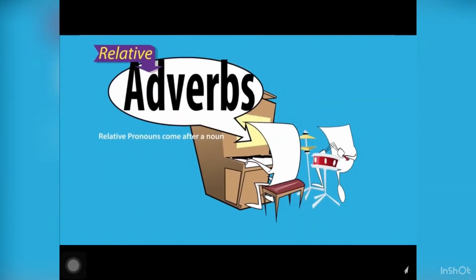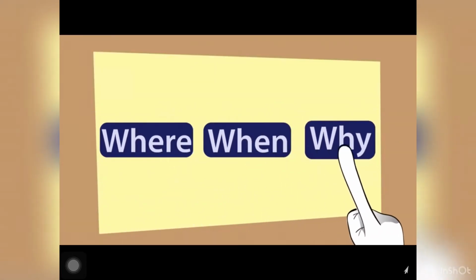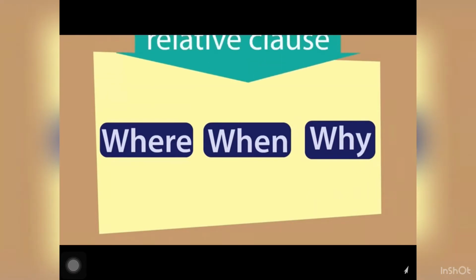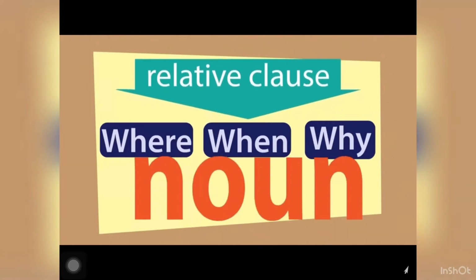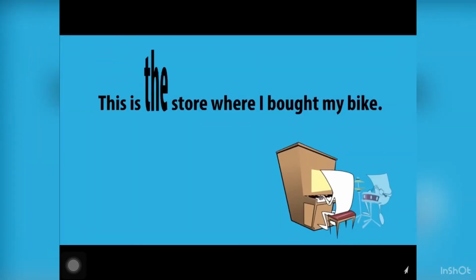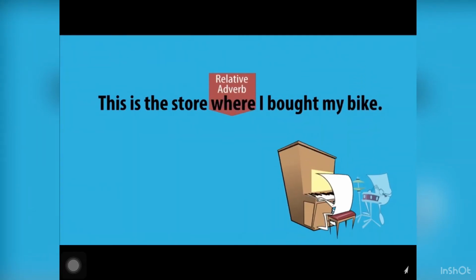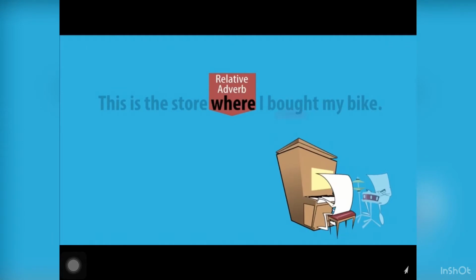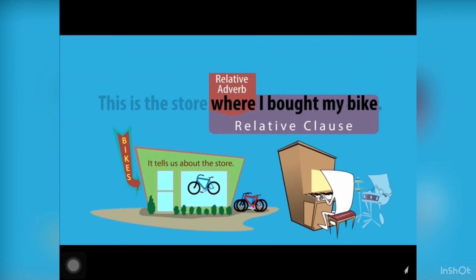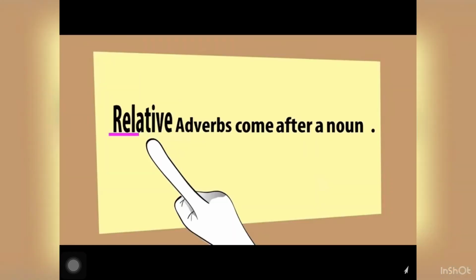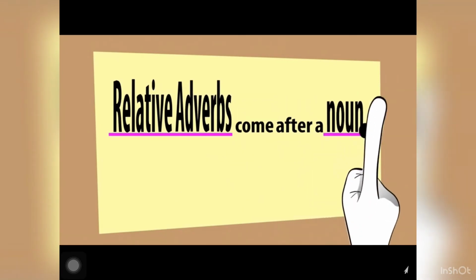Relative adverbs come after a noun. Where, when, why. They introduce a relative clause that tells you about the noun. This is the store where I bought my bike. The relative adverb is where. The relative clause is where I bought my bike. It tells us about the store.